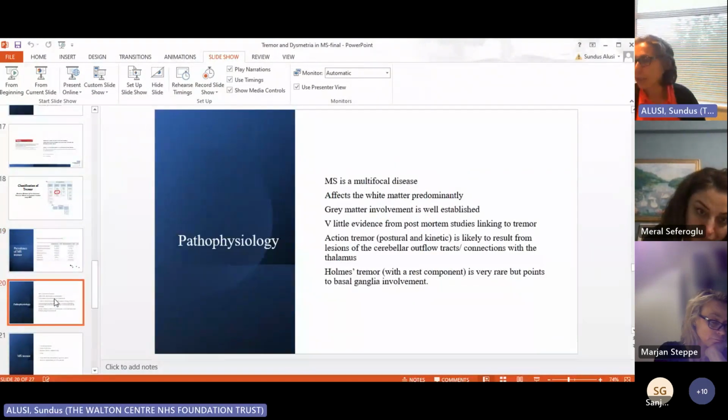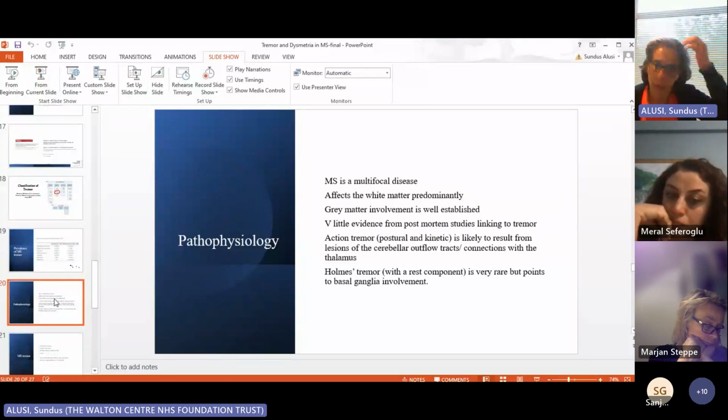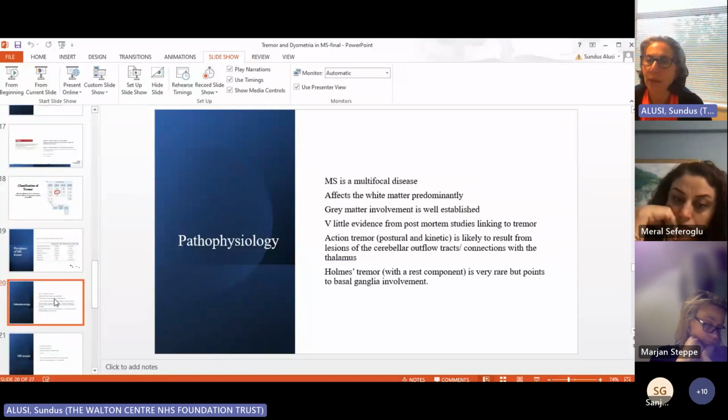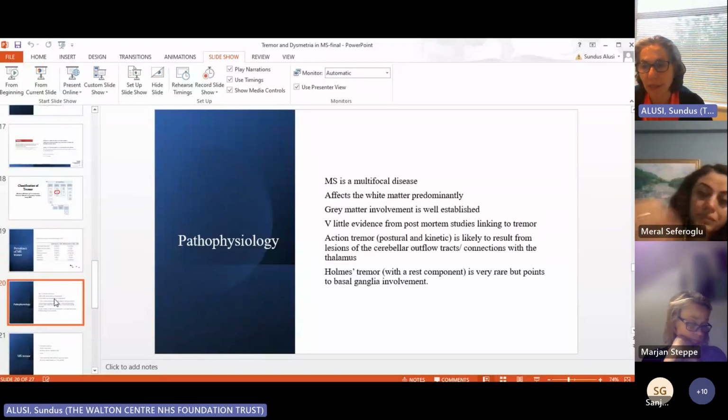Coming to the pathophysiology now of multiple sclerosis tremor. You've all heard, I'm sure, in your module 1, from what I've looked at from the timetable and indeed from the last lecturer, that multiple sclerosis is a multifocal disease. You're going to get plaques everywhere, aren't you? And it's going to be in the cerebellum, in the pons, in the cortex, you name it, it could hit it, but mainly white matter. So it's a predominantly white matter disease.